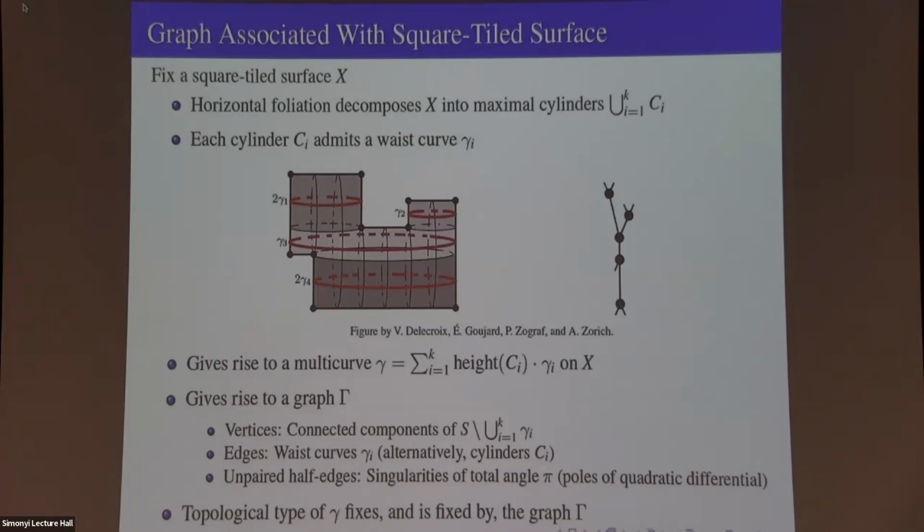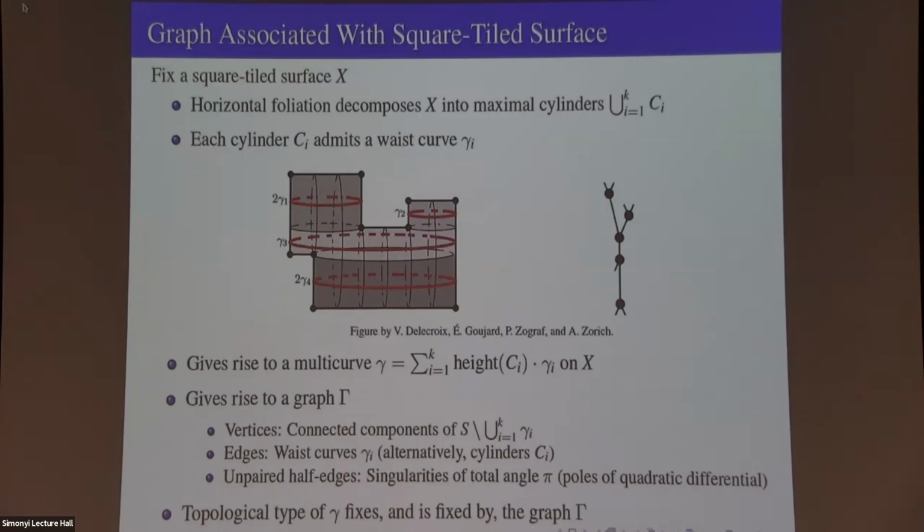So for example, here, I have one cylinder of height 2, so I have 2 gamma 1. I have another cylinder of height 1, this gives me a gamma 2, another cylinder of height 1, which gives me a gamma 3, and another cylinder of height 2, which gives me 2 gamma 4. So the sum of all of those will give me a multicurve on my flat surface.